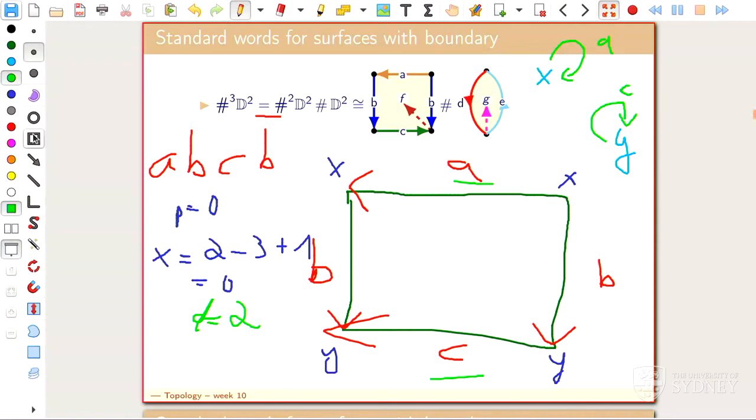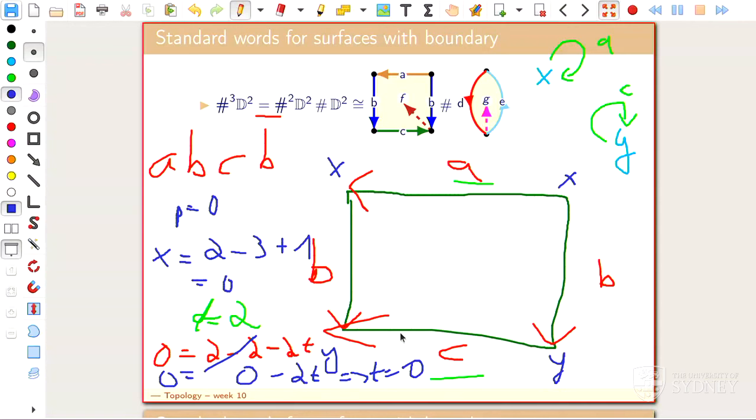So let's solve for t. So we know that chi, 0, equals 2 minus D minus P, P is 0, minus 2t. So it looks to me like those 2 cancel. 0 equals 0 minus 2t. So I hope, if I haven't messed up, t is 0, and we have identified our surface as being a twice punctured disk. Okay. Which hopefully is not a surprise, because what I've drawn is an annulus. Right? So if you just identify those, you see the annulus. I was just running the algorithm for you.